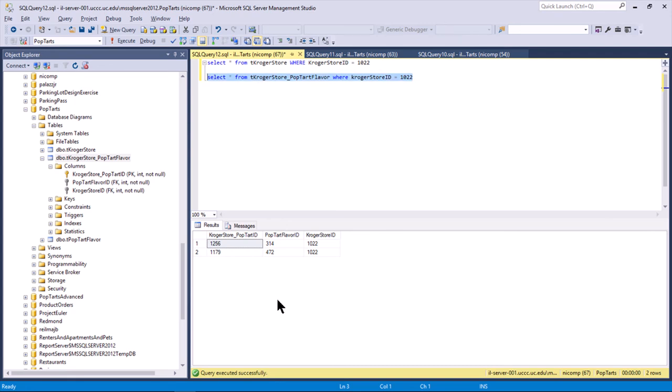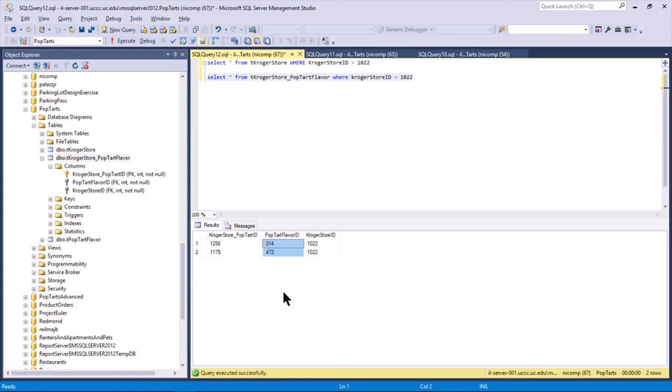Here is the rudiment then of your many-to-many relationship. We are seeing that one store can be configured to sell multiple flavors of Pop-Tarts by adding multiple records to the intermediate table using that store ID. This is interesting then, but we don't know enough to do any real work. What we'd like to know then is what is Pop-Tart flavor 314 and what is Pop-Tart flavor 472. Those are primary keys in the Pop-Tart flavor table.